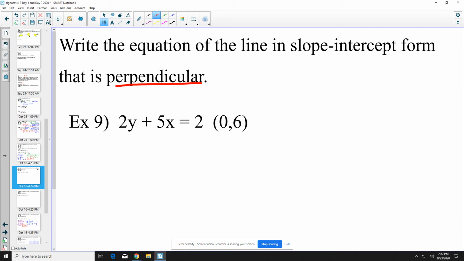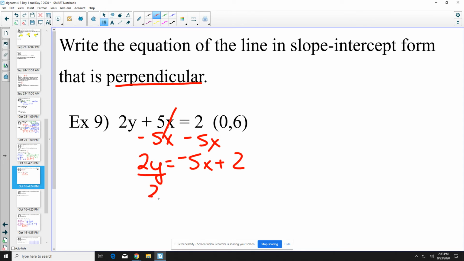So our first job is to find what is the slope of this line. So we're going to have to solve it for y to figure out the slope of the line. So it's in y-intercept form or slope-intercept form. So the first step would be to take away 5x. So we have 2y equals -5x plus 2. Then I need to divide by 2 to find the slope of this line.